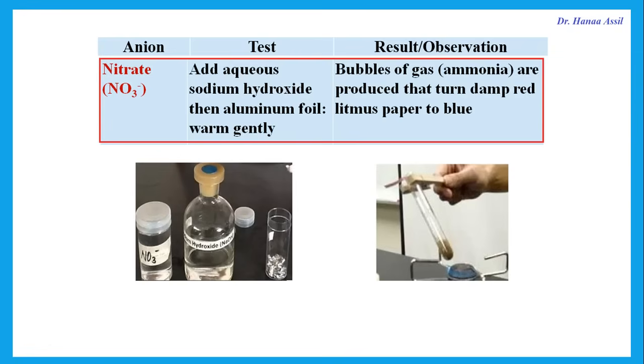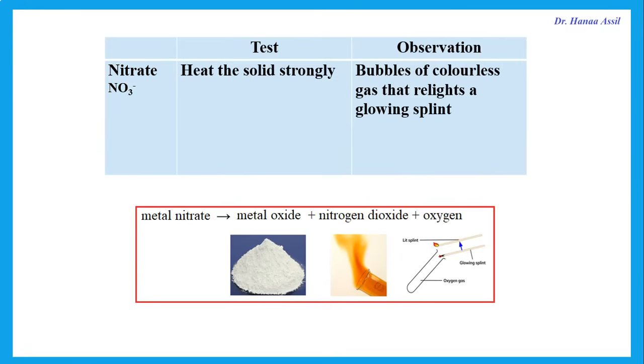Test for nitrates. Well, we could do a test involving sodium hydroxide, aluminium foil, warm gently. We get bubbles of gas that turn damp red litmus paper to blue. So that's a test for nitrate.